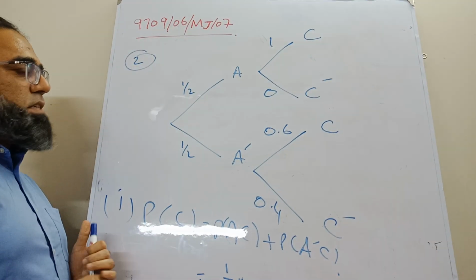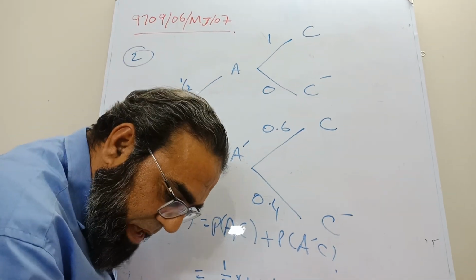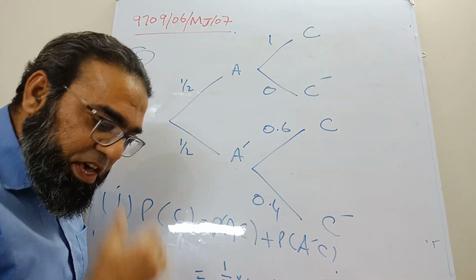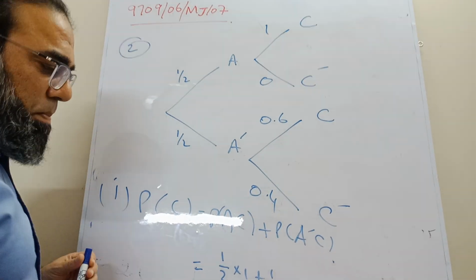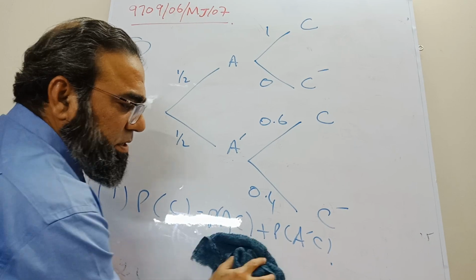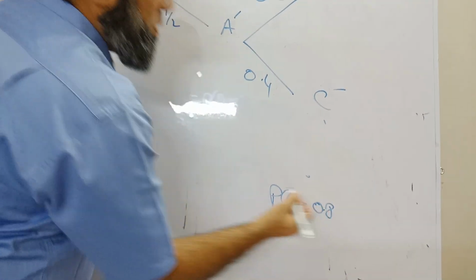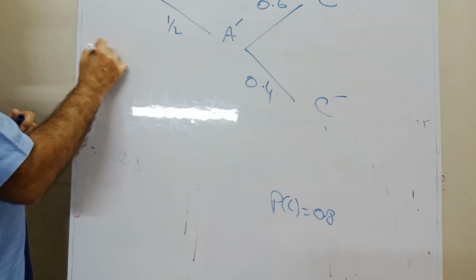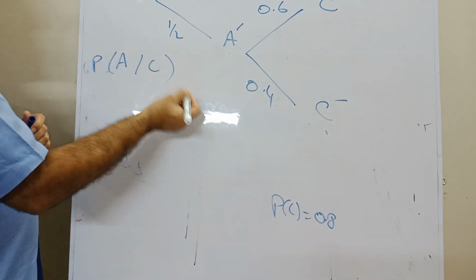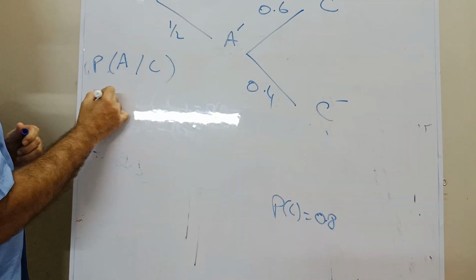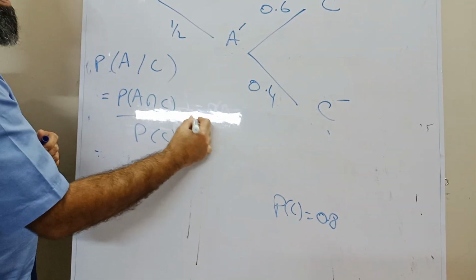Now in the second part, it says find the conditional probability that Jamie attended the training session given that he was chosen for the team. Okay, so now I'm just going to keep this answer here, this is the probability of being chosen. Given that he is chosen, find the probability that he attends that training session. So this is basically probability of A and C over probability of C.